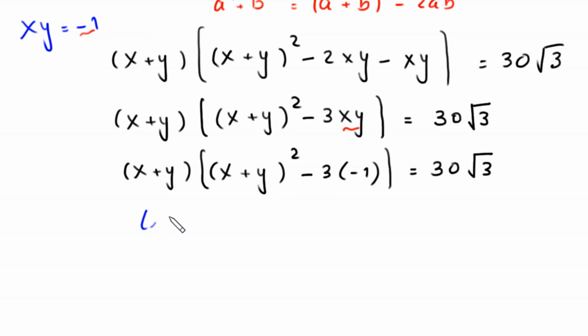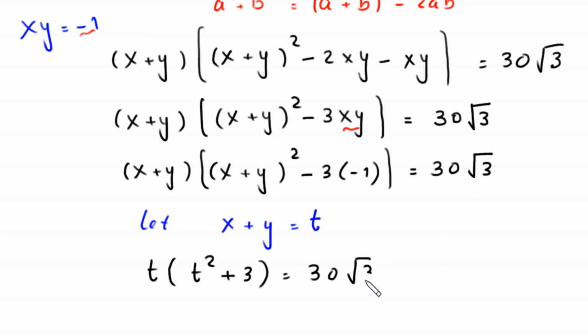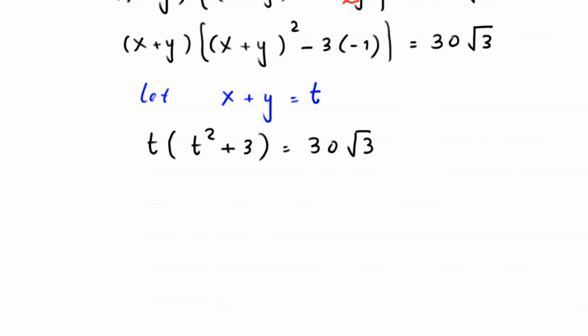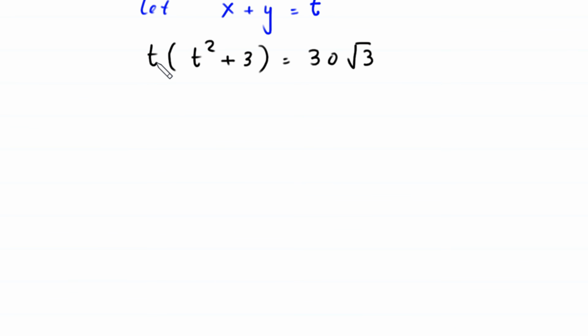Now we suppose that let x plus y equal to t. So the equation will become t times t squared, negative 3 times negative 1 will become plus 3, equal to 30 times root 3. Distribute this t, and this will become t cubed plus 3 times t. Move this 30 times root 3 to the left hand side, this will become negative 30 times root 3 equal to 0.